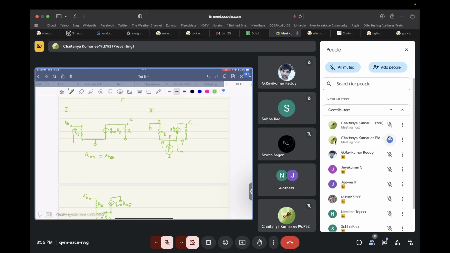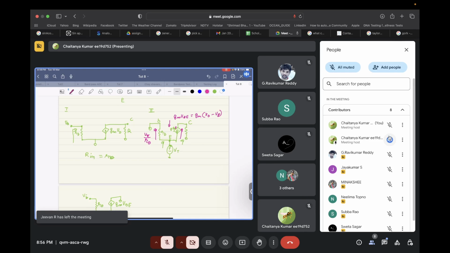So let's give a test voltage in this case, V test. So if this is V test, what will be the current flowing on the base side? It will be V test by RB. And what will be the current flowing in this direction? So current flowing in the downward direction is GM times VBE, which is equal to GM times (VB minus VE).